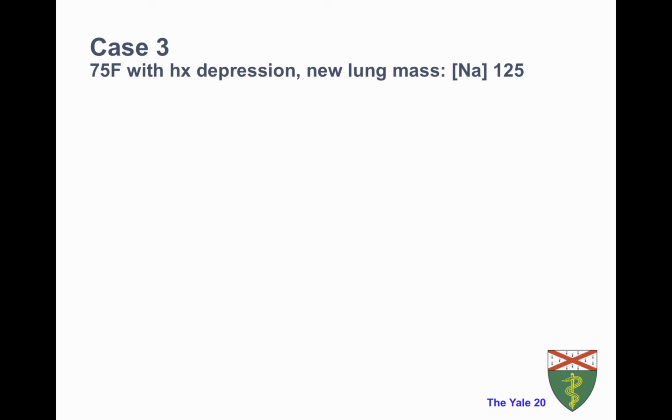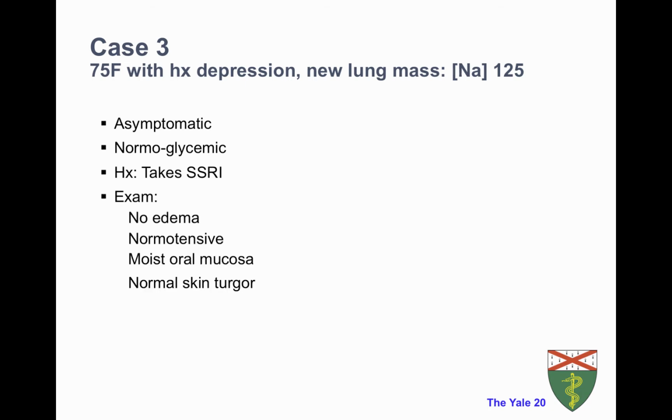And this brings us to our last case, a 75-year-old woman with a history of depression and a new lung mass, found to have a sodium of 125. She's asymptomatic and normoglycemic. On history, in addition to inquiring about her pulmonary symptoms and new lung mass, she tells you she takes an SSRI. On exam, she appears euvolemic with the findings as described below.